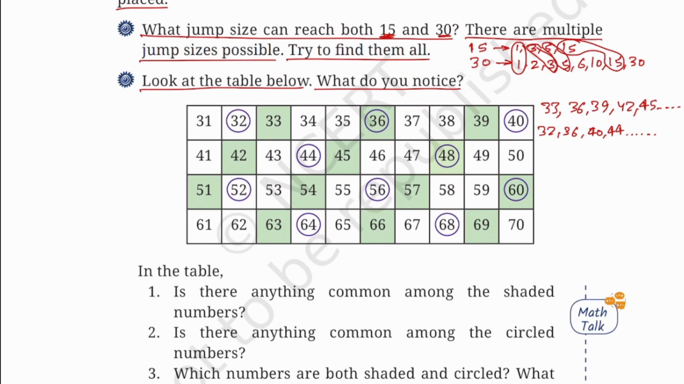Few numbers such as 36, 48 are common multiples of 3 and 4. Since the first one is multiple of 3, second one is multiple of 4, common multiples will be 36, 48, 60 and the next one, that is 72 and so on.